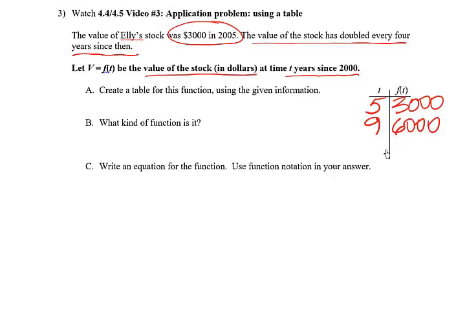And I can get as many rows in here as I want. Just go another 4 years. 9 plus 4 is 13. Double the money again. 6,000 times 2 is 12,000.